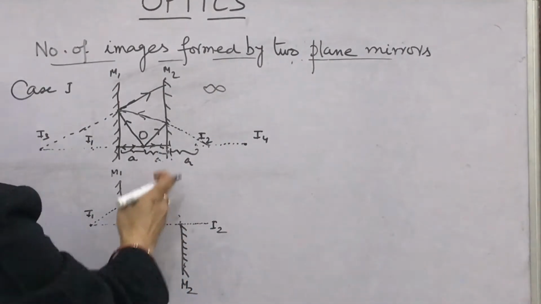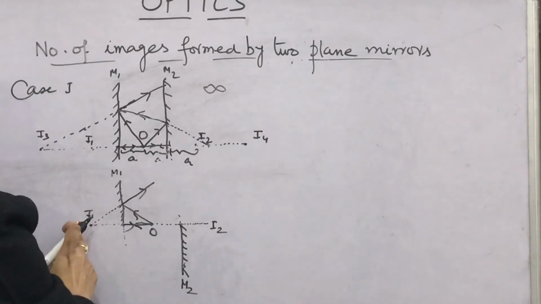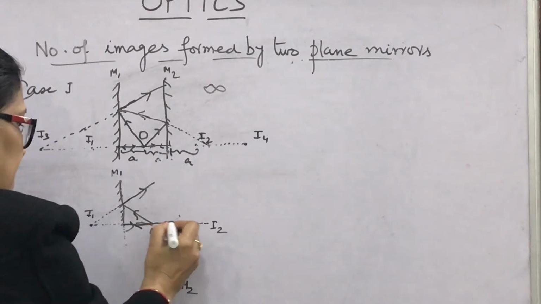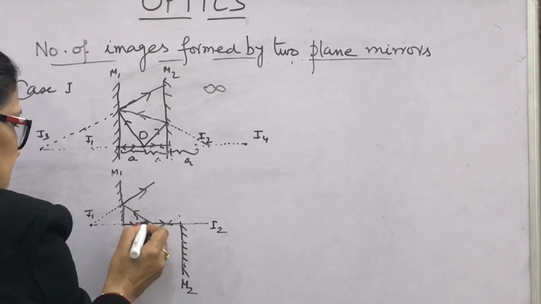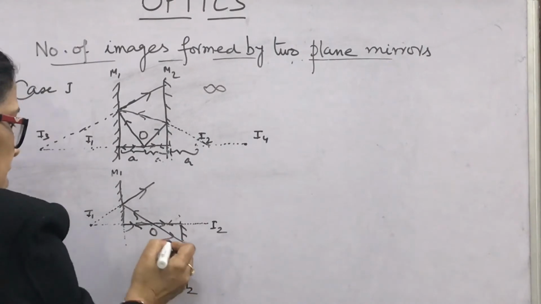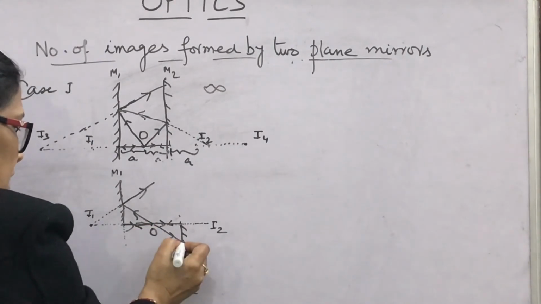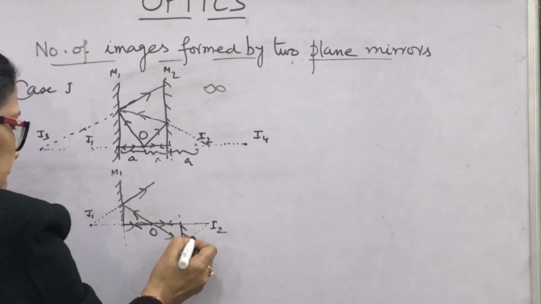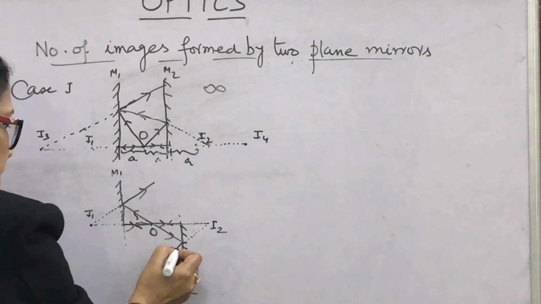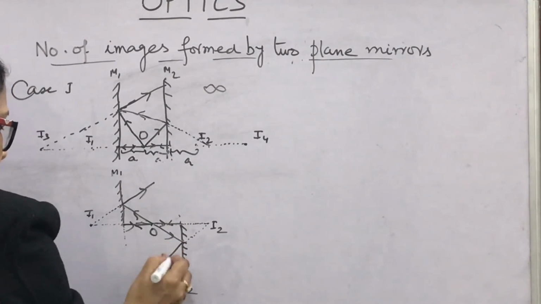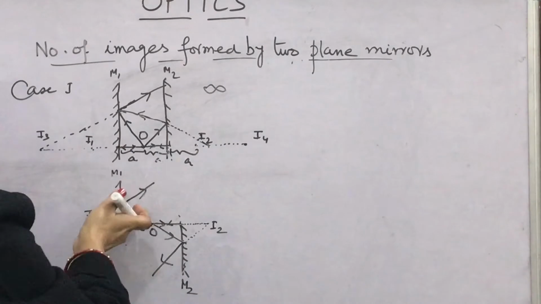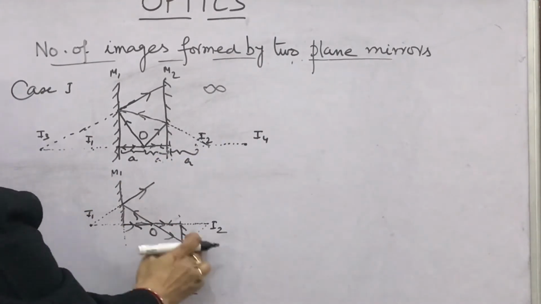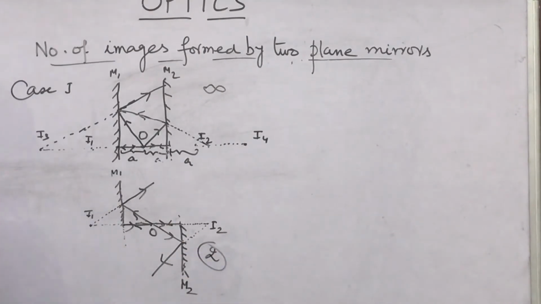Here since there is no mirror, only this one image will be formed from M1. Similarly here, if this is the incident ray and reflected ray, and if this is the ray incident from the object at this mirror M2, it will be reflected obeying the rules of reflection in such a way that this is the reflected ray. So these two rays have no further mirror to reflect them, so only two images will be formed.